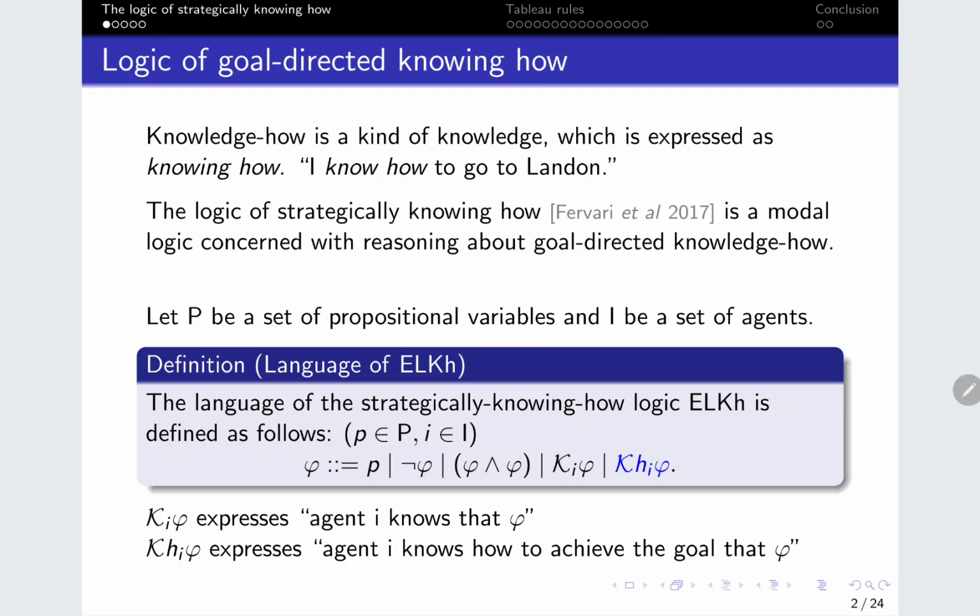The language of this logic is a modal language. It has two kinds of modalities, the know-that modality and the know-how modality. Ki phi means the agent knows that phi, and KH phi means the agent knows how to achieve the goal that is phi.